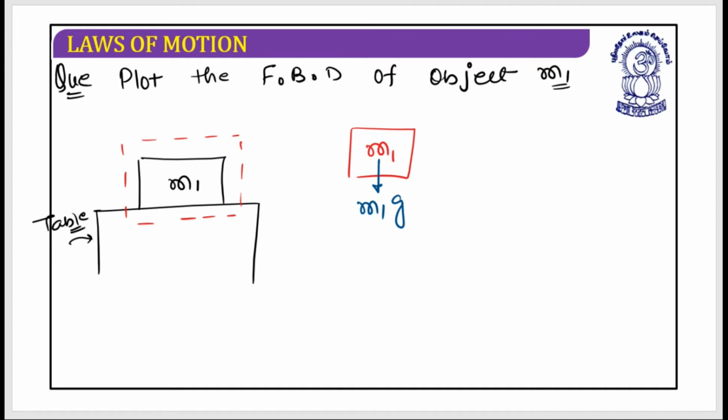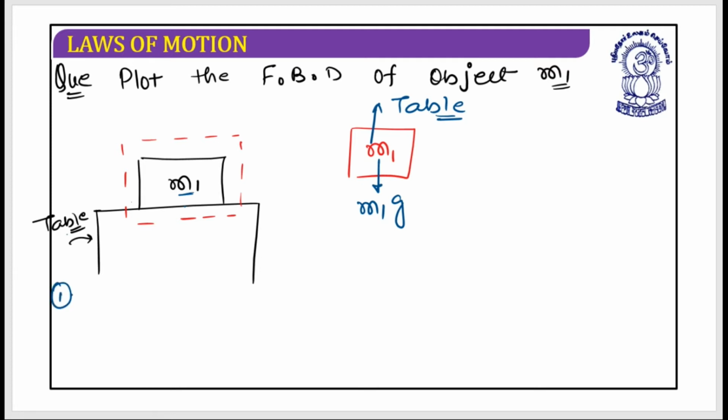It's an mg. Now second, as you can see, this table and this book are in contact. So you need to apply a normal force, which we call the normal reaction force between table and M1. So the table will apply a certain force on M1, and the direction of it will be in this direction. Here you are also applying a certain force on the table, but you are not going to show this. Why? Because this is the FBD of the object M1, not the table.